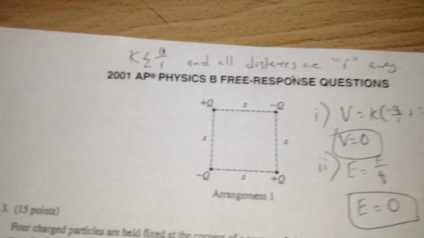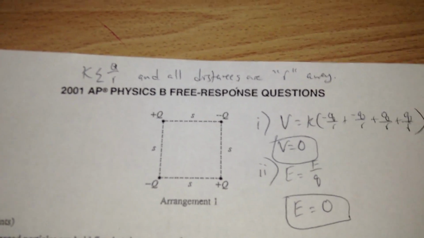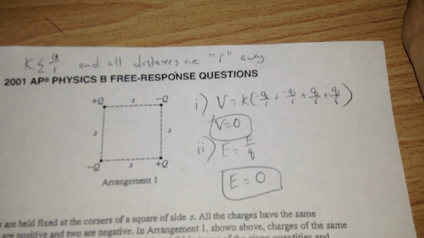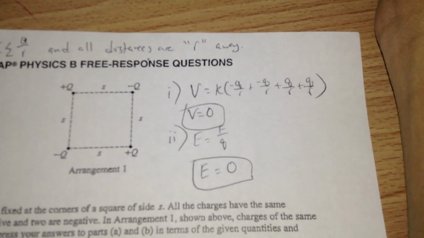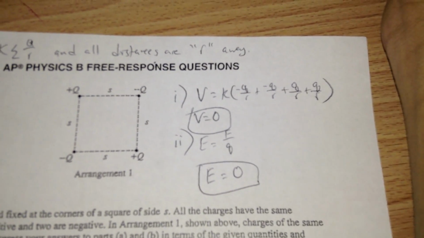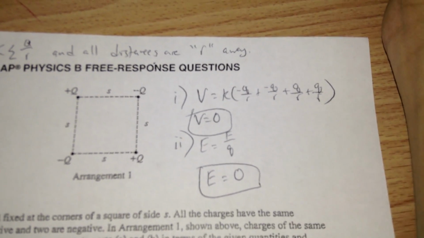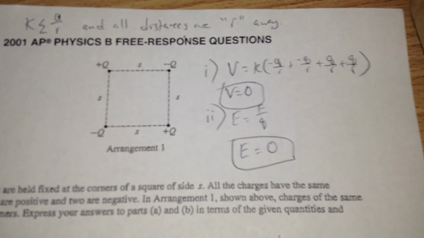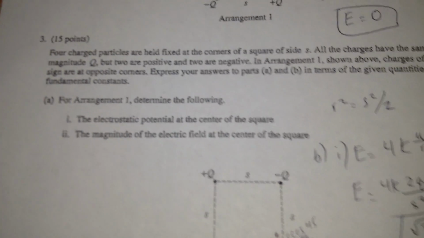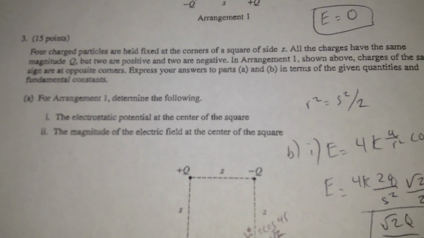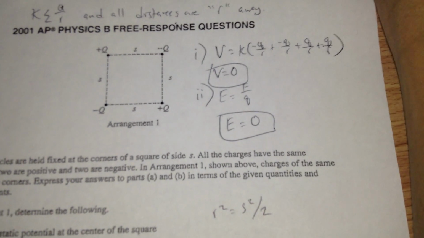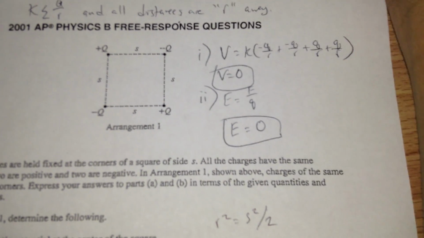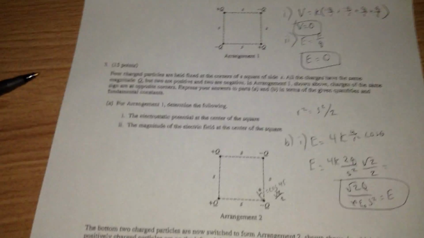So first you have K sigma Q over R, and all distances are R away. So for 1, you have V equals K times (negative Q over R, plus negative Q over R, plus Q over R, plus Q over R), and you have V equals 0. For 2, it wants the magnitude of the electric field at the center of the square. So you have E equals F over Q, and since it's at the center, E equals 0. Now, on to the next part.